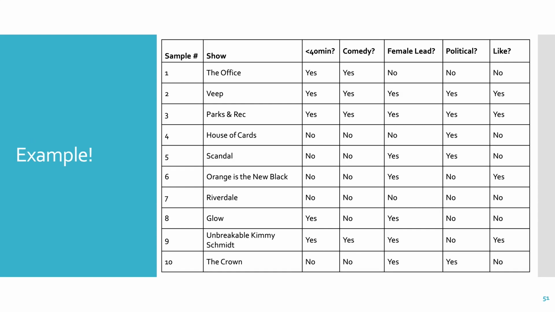We're going to use this data set for the rest of this video. This data set consists of 10 samples of different TV shows. There are many features, including if the show is less than 40 minutes long, if the show is a comedy, if the show has a female lead, and if the show is political. The label is going to be whether or not I like the show.